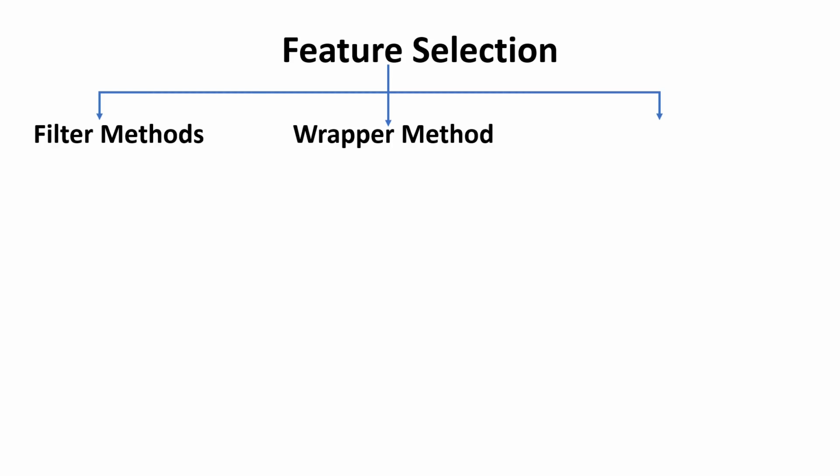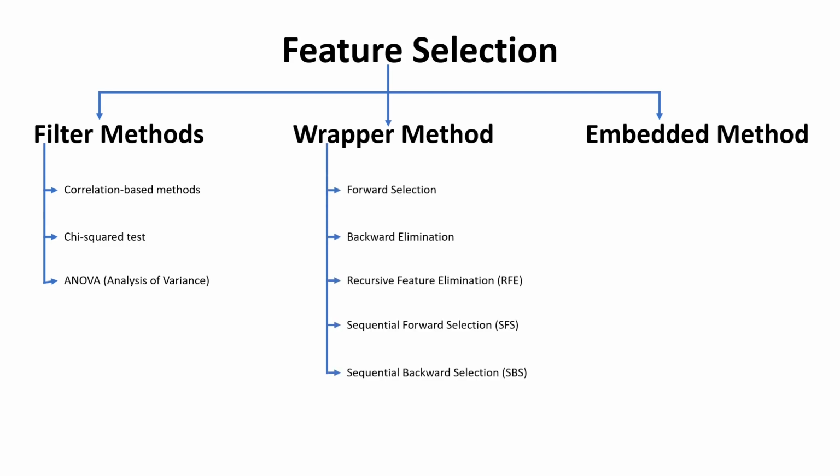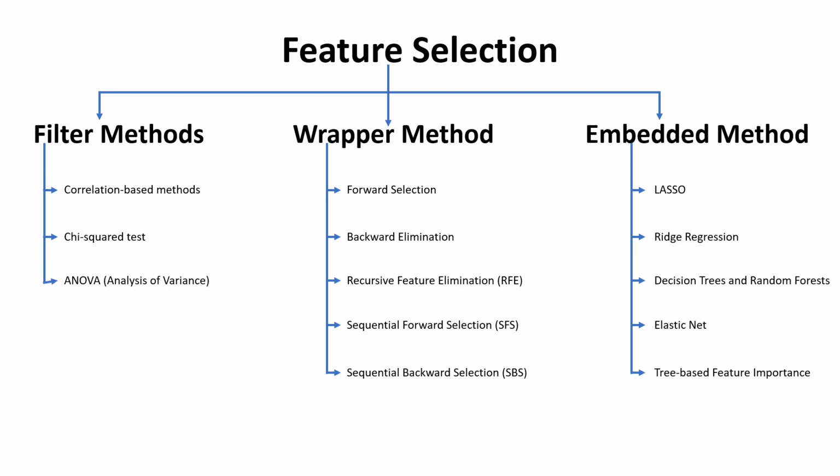If you combine or categorize all those techniques in segments, broadly you may come up with these three segments, which are filter methods, wrapper method, and embedded method. Now, what all are the techniques considered in each of these three segments? Let's start with the first one. Filter method comprises these three techniques. Similarly, wrapper method comprises these five techniques. Embedded method is comprised of these five techniques.